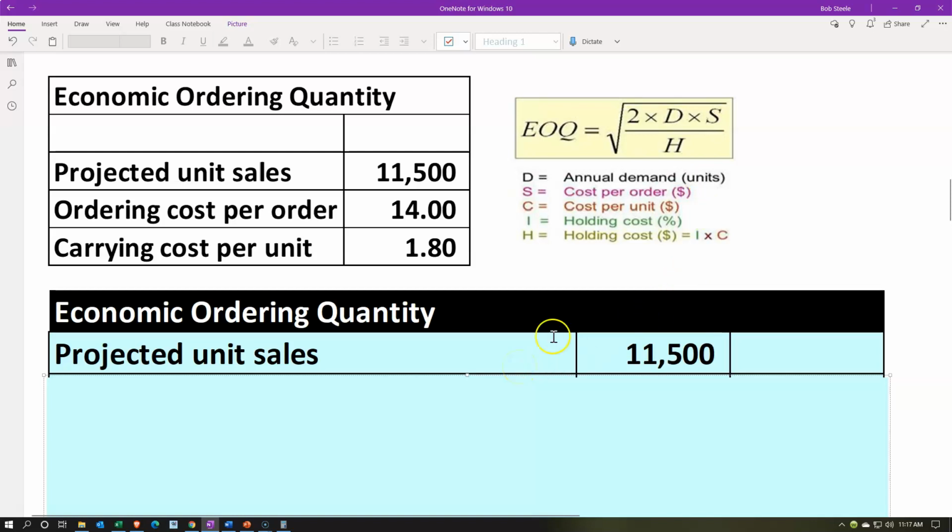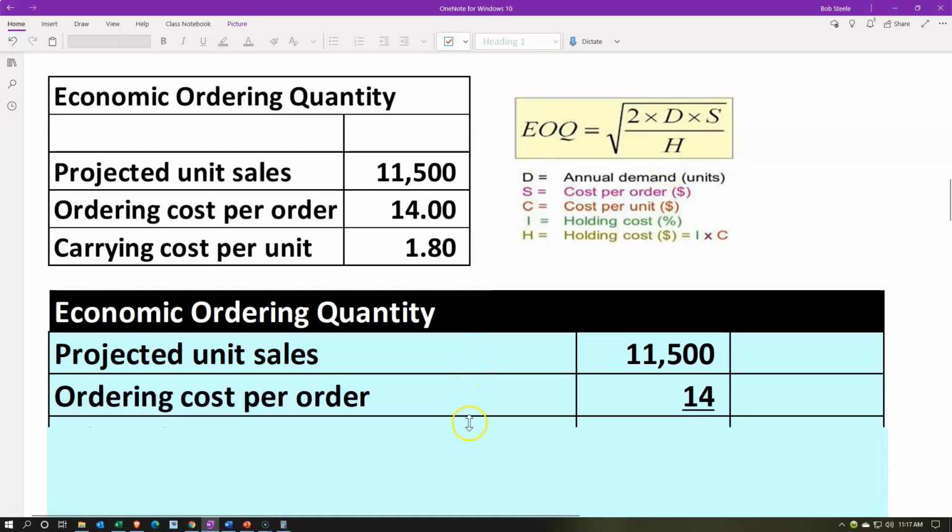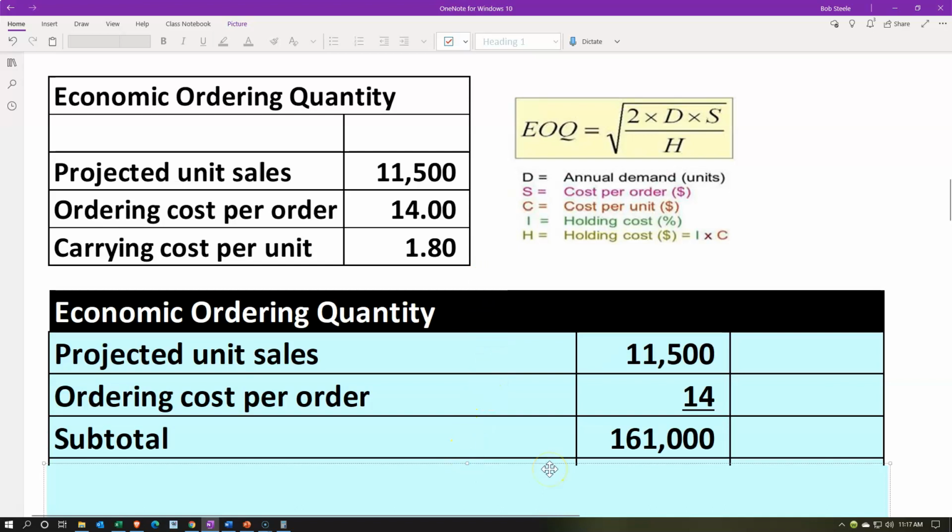We have the projected units. I'm going to start not with the 2, but with the D. And the projected units is the annual demand, the 11,500. Going to multiply that times the ordering cost, which is S, ordering cost, which is 14. 11,500 times 14 gives us the subtotal of the 161,000.